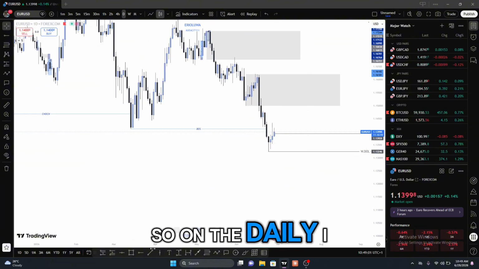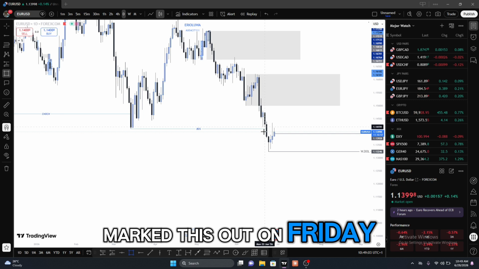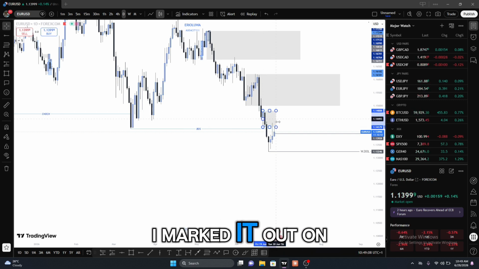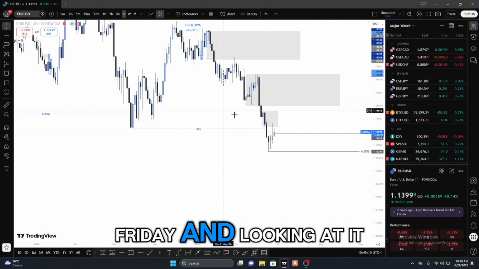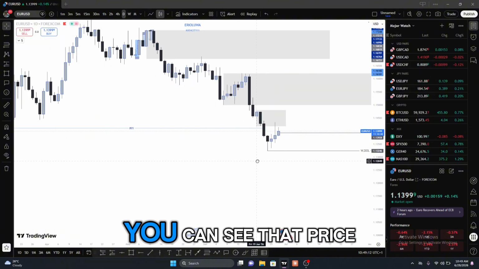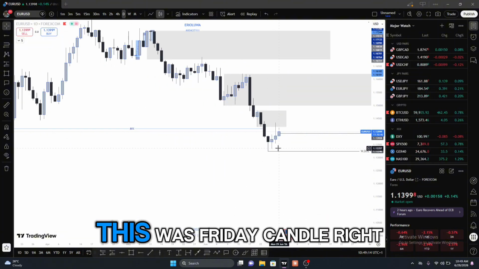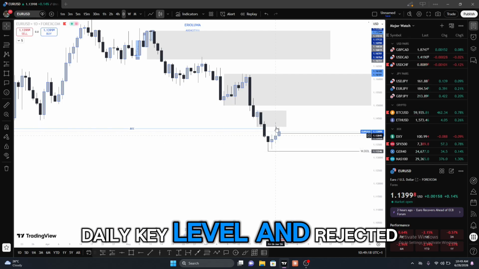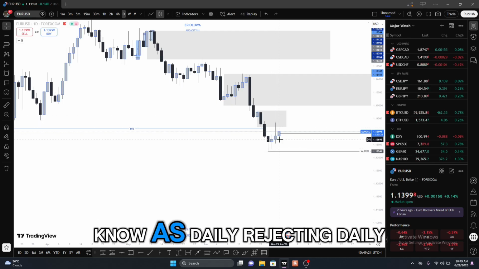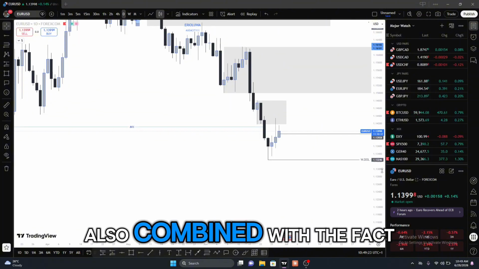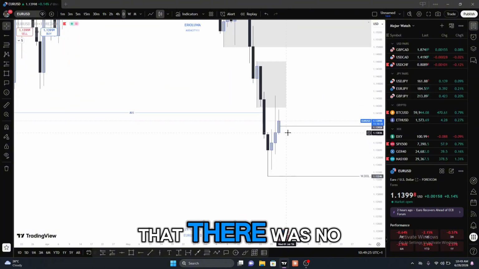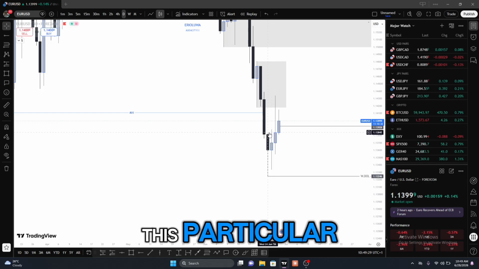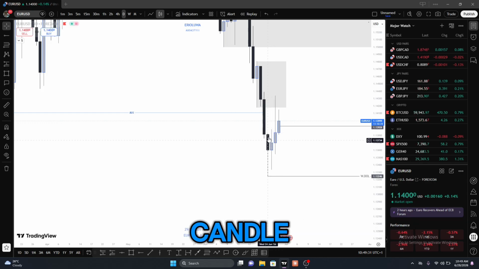On the daily, I marked this key level out on Friday. Looking at it now, you can see that this was Friday's candle, and price tapped into this daily key level and rejected, which is what we all know as daily rejecting daily. Also, there was no CISD formation here, no break above this particular candle.